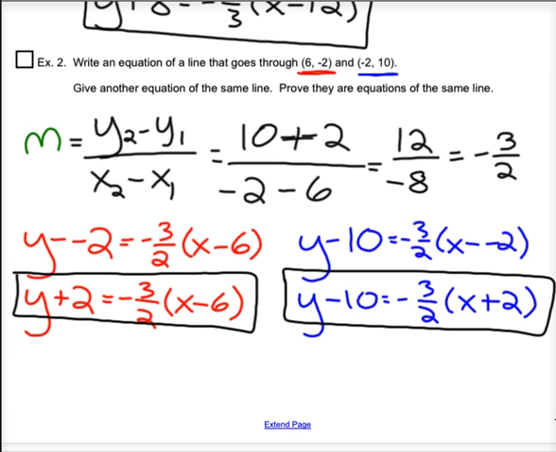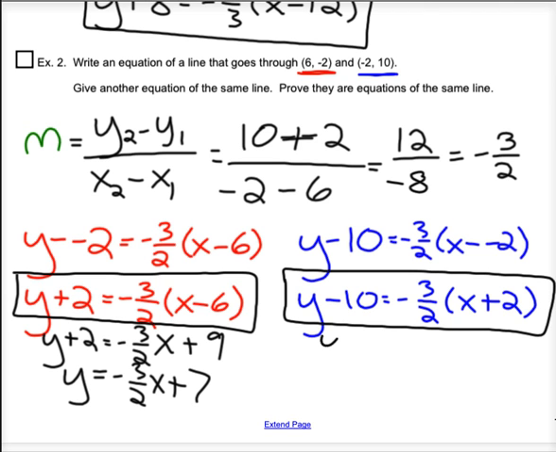To show you, I'm going to solve both for y. I'm going to create two slope-intercept equations. So I'm going to distribute that negative 3 halves. y plus 2 equals negative 3 halves x. Negative 3 halves times negative 6 is a positive 9. Then I'm going to subtract the 2 over.